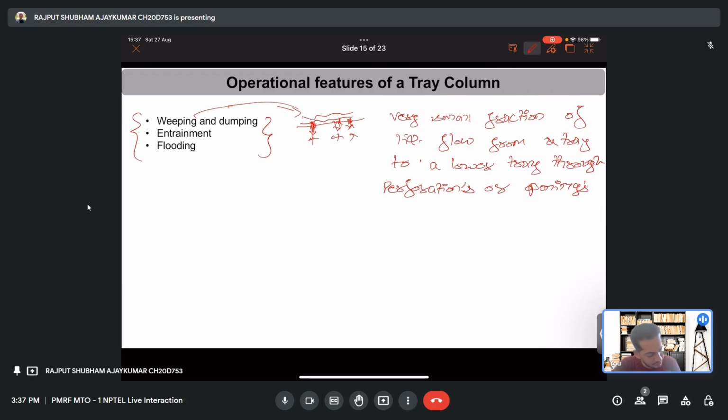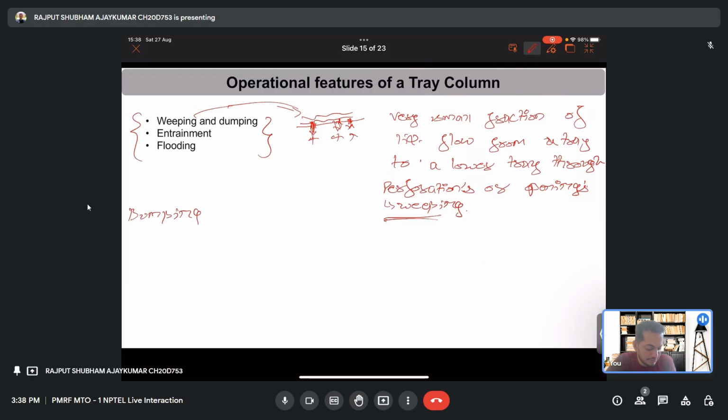Okay, so this is known as weeping. On the other hand, dumping is an extreme case of leakage through the deck if the vapor velocity is too low. So these two terms are interrelated. Weeping is where the liquid slowly flows down through the perforations or openings from one tray to another, whereas in dumping, the liquid is entirely dumped from one tray to another.